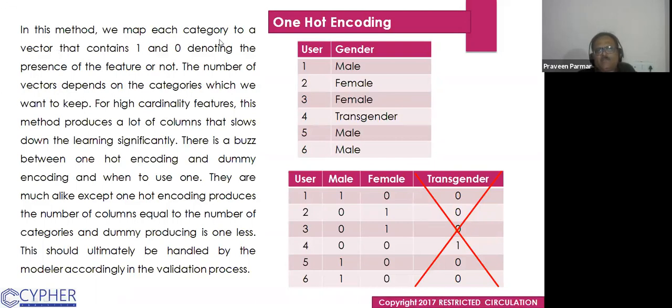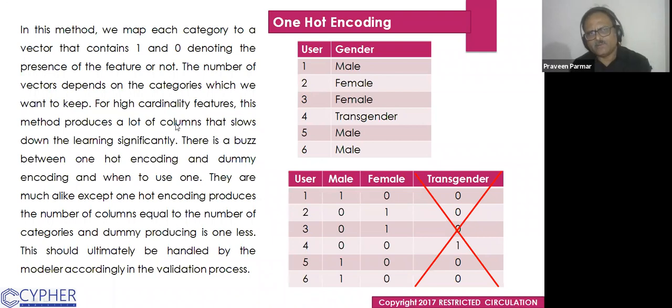In this method we map each category to a vector that contains 1 and 0, denoting the presence of the feature or not. The number of vectors represents the categories which we want to keep. The problem with high cardinality features is that this method produces a lot of columns that slows down the learning significantly. We have 3 categories, so we make 2 columns. If we have 15 categories, then we make 14 columns. So the number of columns and features will increase, and it will slow down the process.